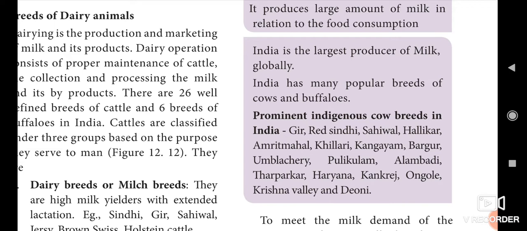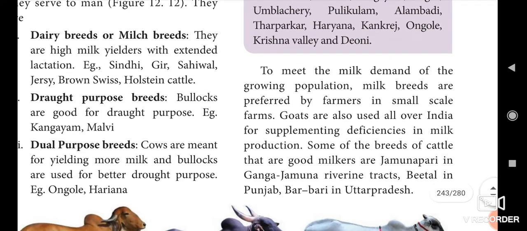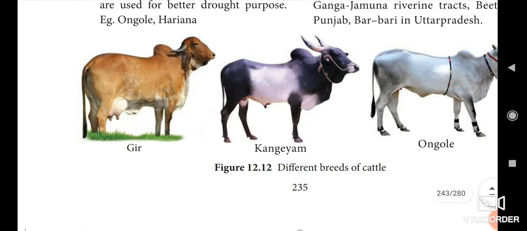Next, to meet the milk demand of the growing population, milk breeds are preferred by the farmers in small scale farms. Goats are also used all over India for supplementing deficiency in milk production. Some of the breeds of cattle that are good milkers are Jamunapari in the Ganga-Jamuna riverine tract, Bhadawari in Punjab, and Barbari in Uttar Pradesh. These are the good milkers.